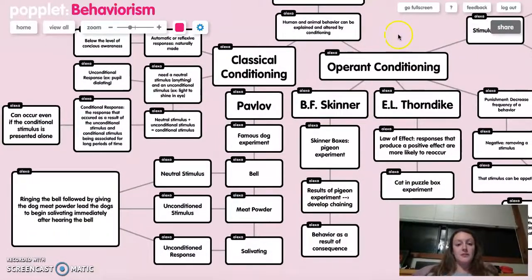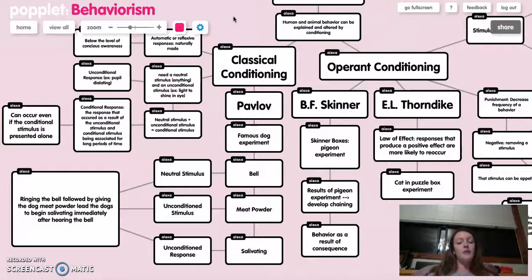So he's famous for his experiment with a dog. What he did is he conditioned a dog to salivate. So he took a bell and some meat powder. His bell was his neutral stimulus because that bell didn't elicit any physical response. The meat powder is the unconditional stimulus because the dog always starts salivating when it smells or eats meat powder. And then its unconditioned response is the salivating.